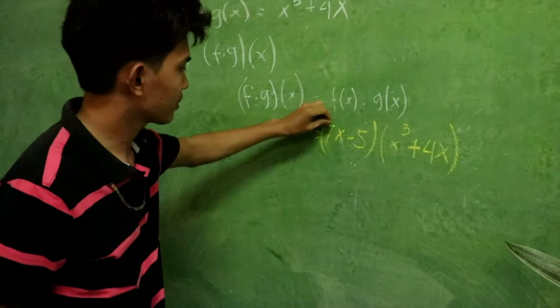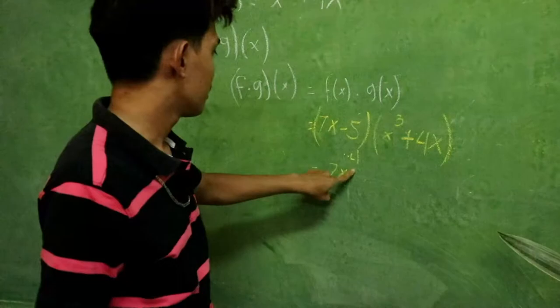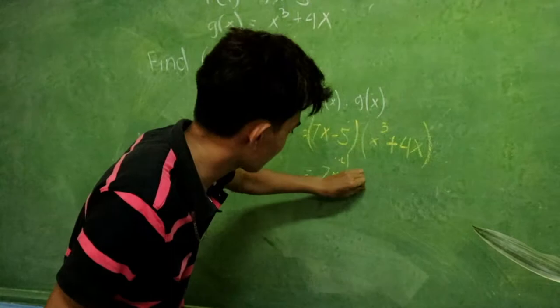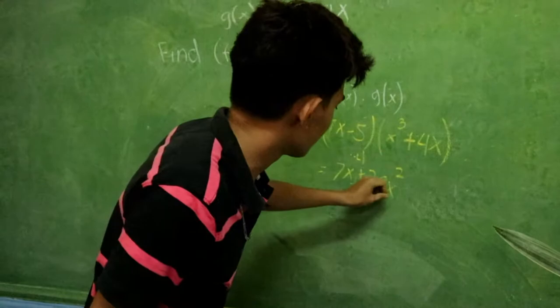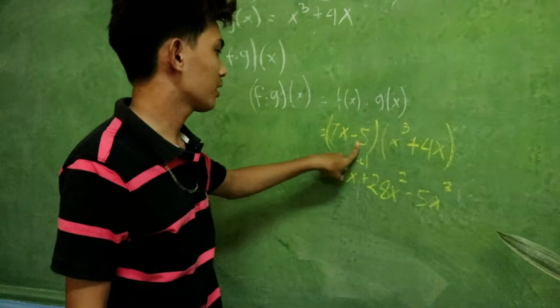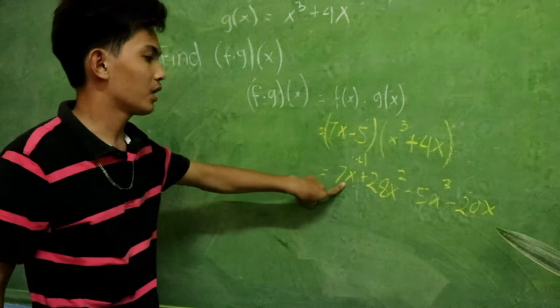So 7x times x cubed is 7x to the power of 4. And 7x times 4x is positive 28x squared. So now distribute the negative 5: negative 5 times x cubed is negative 5x cubed. And negative 5 times positive 4x is negative 20x. So we will now arrange.